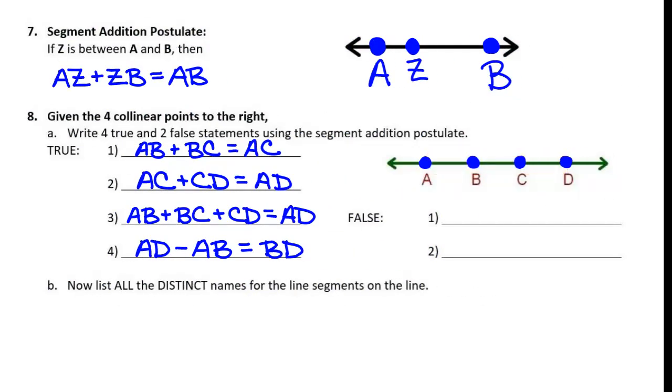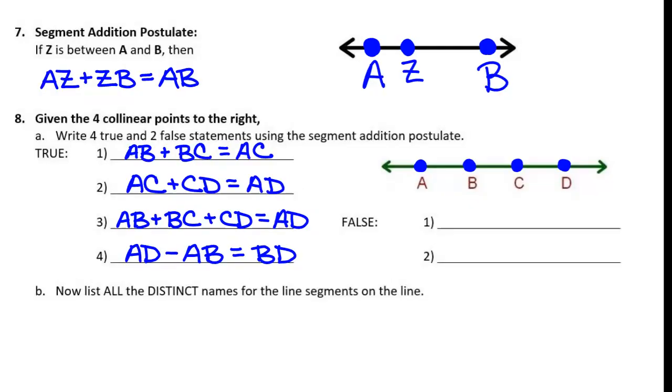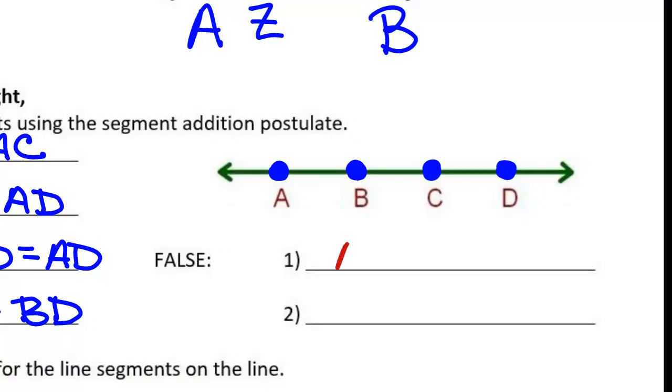All right, so there's 4 true statements. 2 false statements now. Segment AB plus segment CD equals segment AD. Who can tell me why this one is false? There's no BC.